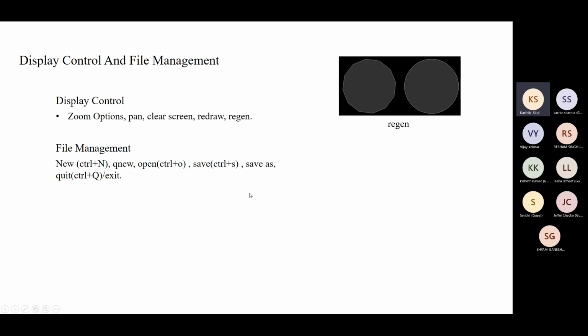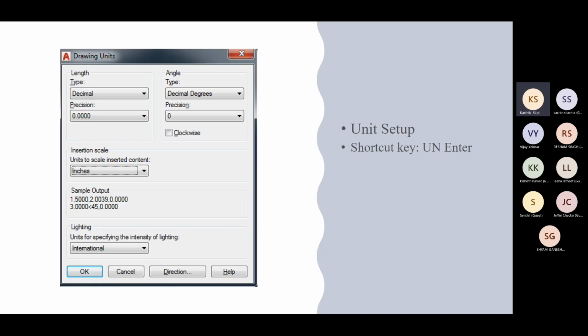We've seen how to open a new file, how to save, and all the other stuff. Also, the most important thing is we have seen how to set units. That is, press UN. If you have to set the units for a project, you have to press UN and then enter. So it is the first and most important thing when you open a project.